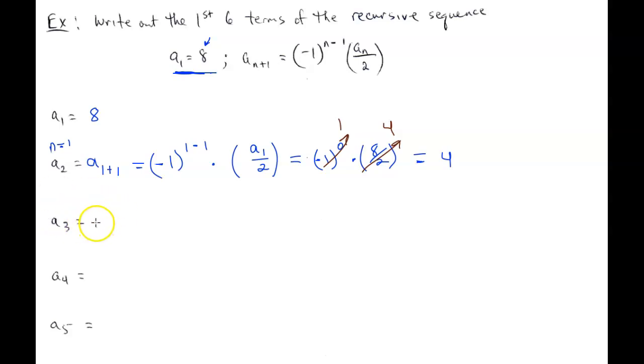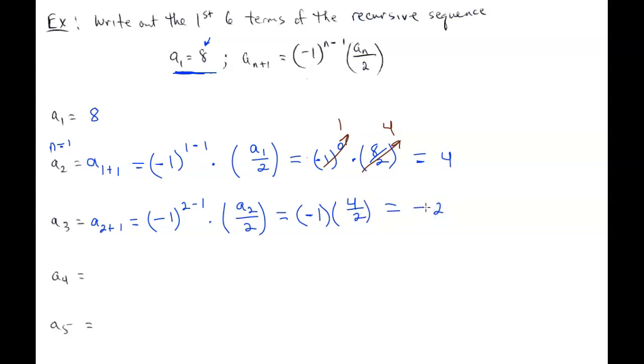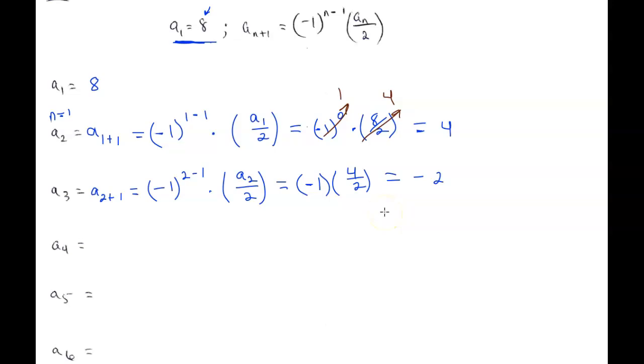Okay, so we have a sub 3, which is going to be a sub 2 plus 1, which is going to be -1 raised to the 2 minus 1 times a sub 2 divided by 2. And of course, -1 raised to the 2 minus 1 is just going to be -1. And we know that a sub 2 is 4. So we take 4 divided by 2. Final answer is a negative 2. And so then I'll just go ahead and write the rest of them follow suit.